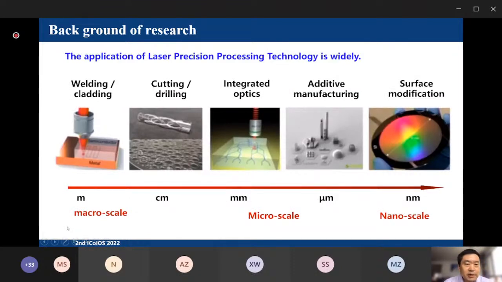The application of laser precision technology is widely used, such as welding and cladding, cutting and drilling, integrated optics, additive manufacturing, and surface modification from macro scale to micro scale and nano scale. So please next.